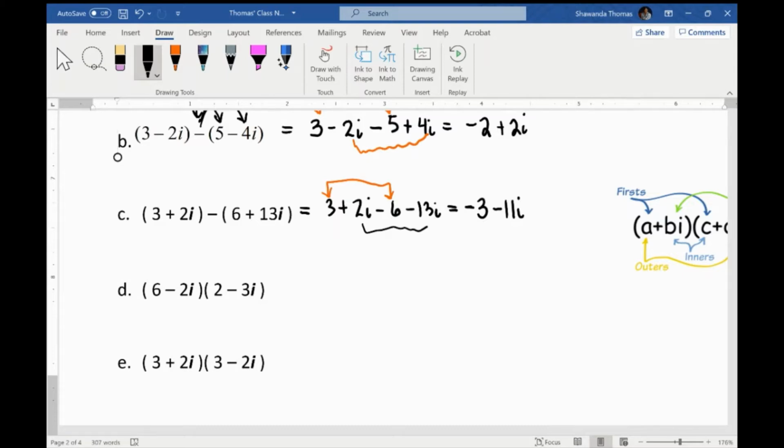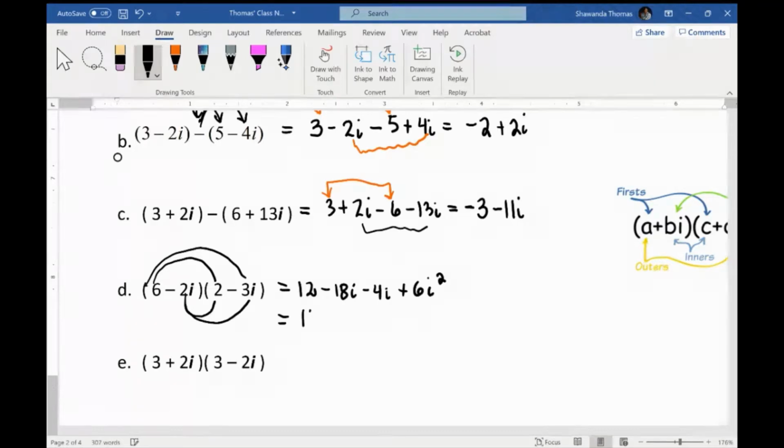It's only going to be a slight change. But for the most part, in the beginning, we do the same thing we normally do. 6 times 2 is 12. 6 times negative 3i is negative 18i. Then negative 2i times 2 is negative 4i. And last, negative 2i times negative 3i is 6i squared.